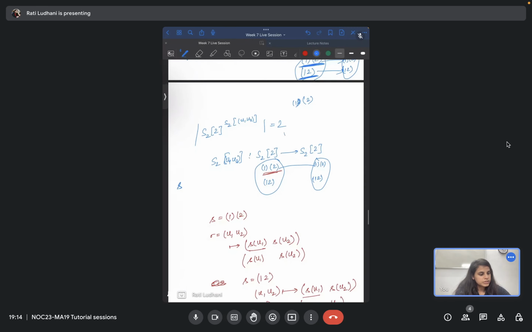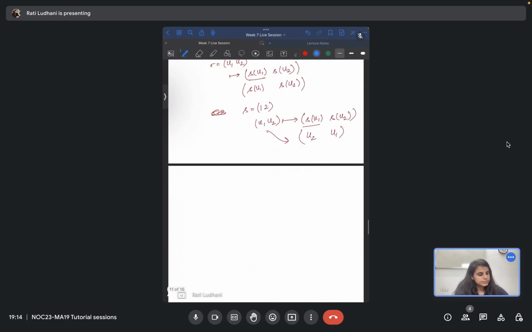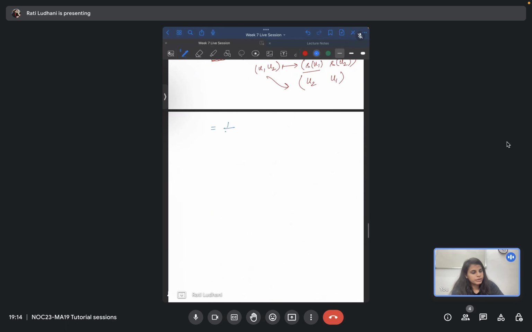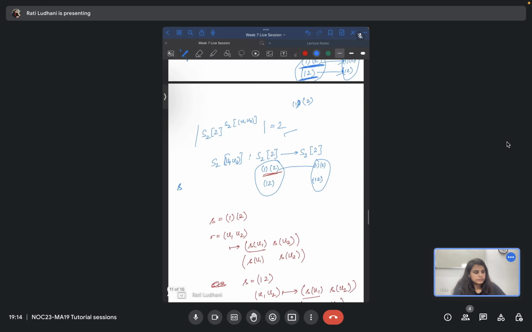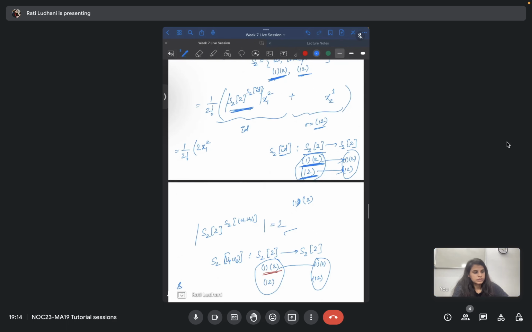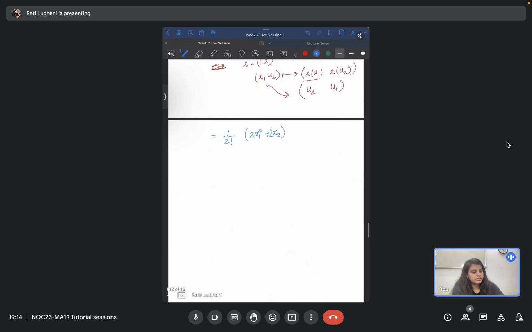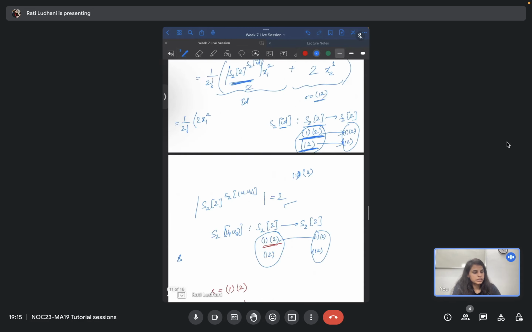So I'm saying this will again be 2, so we'll get 1 by 2 factorial (2x1 square plus x2). Is that clear? Yes, ma'am. Okay. So this is 2 and this is 2 you are getting. So you'll get this, and from this you'll get x1 square x2. Okay. So what has been asked?